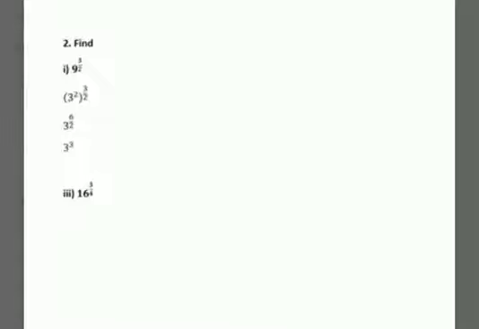Third sum, 16 power of 3 by 4. First we need to make the base prime. So 16, by using prime factorization, we can write 2 power of 4 whole power of 3 by 4. We can multiply the powers, 4 into 3 by 4. If I multiply, it is 12 by 4. We can cancel 12 and 4 in the 4 table. If I cancel, what will you get? 2 power of 3.